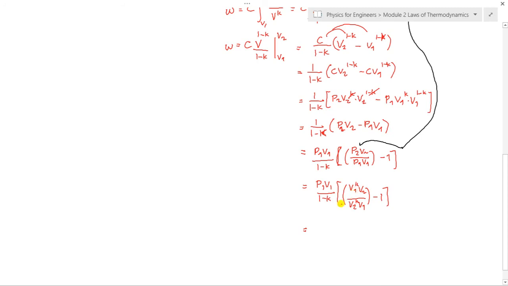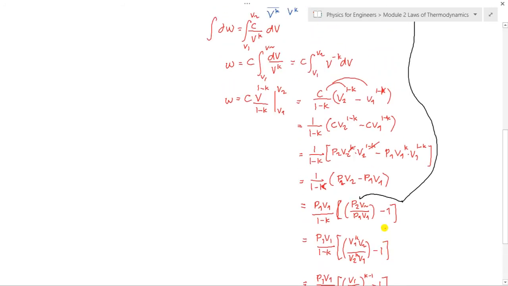So therefore, by manipulating the exponent of the variable, V1 becomes K minus 1, and V2 also has K minus 1 below. So therefore, that would be V1 over V2 raised to K minus 1, minus 1. So basically, that's it, class. There are many forms of this. And that is the derivation for the work for an adiabatic process.